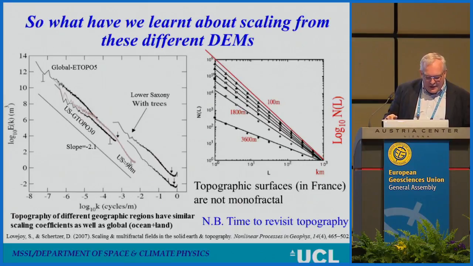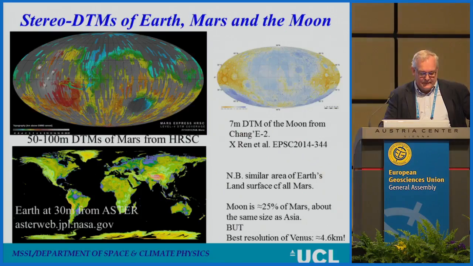So this Lower Saxony data set, there's no details in the paper, but one is without trees and one is with trees. I presume it's some kind of scanning laser altimeter. And you can see that there is an offset of one to the other. I assume that's not done deliberately to make this more visible. The other thing is that topographic surfaces, at least for France, are not monofractal. And what I would argue is that it's time for us to revisit topography because there is now a decent data set with good QA that could be used for this purpose.